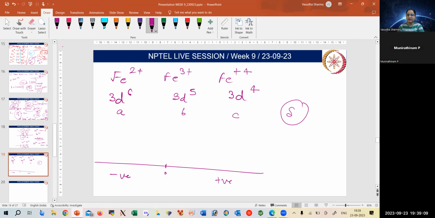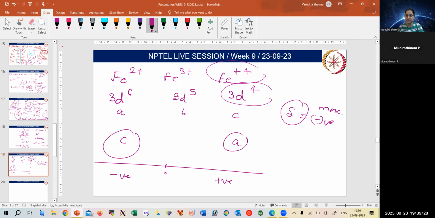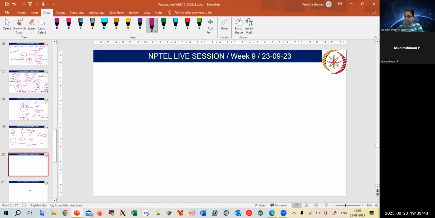So you're right. When we have more oxidation state, that would be having less d electron shielding. When d electron shielding is less, delta value becomes more negative. So C would be on the more negative side, and Fe2 plus, because its oxidation state is less, would be on the more positive side, and 3d5 would be in between the two. So now this is clear, like how we calculate and how do we see the delta value? Okay, ma'am, clear. Okay.